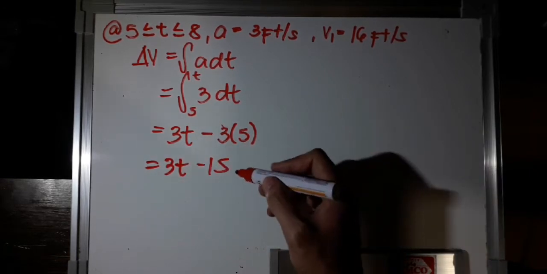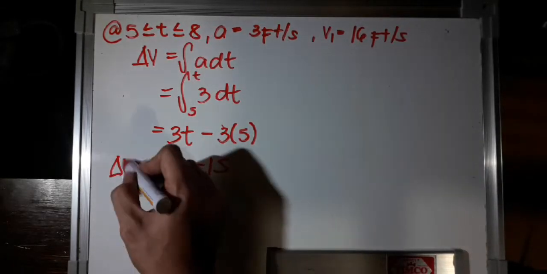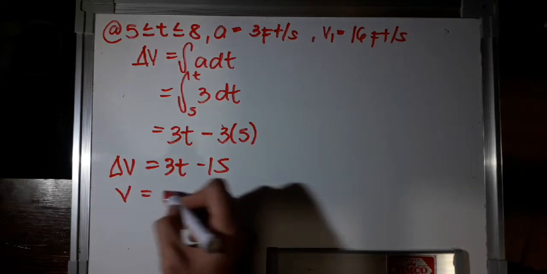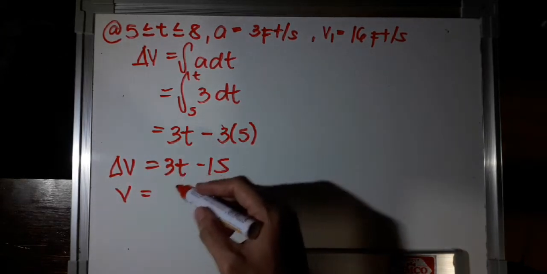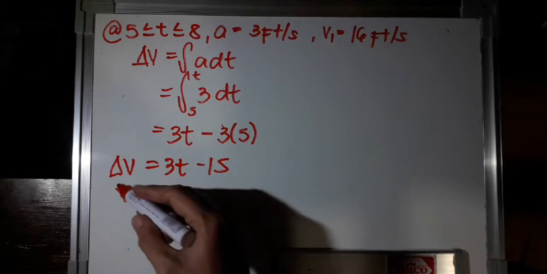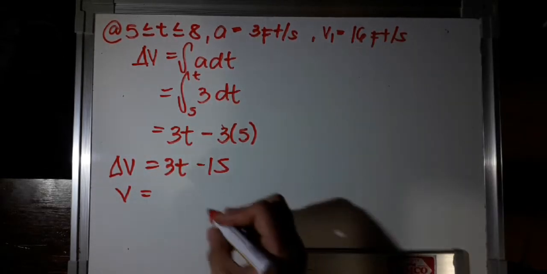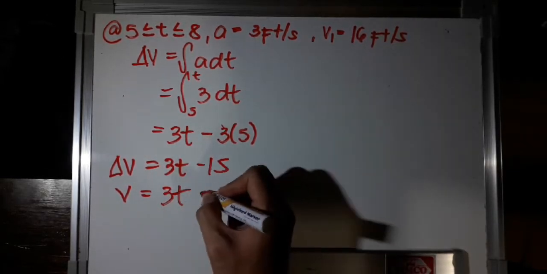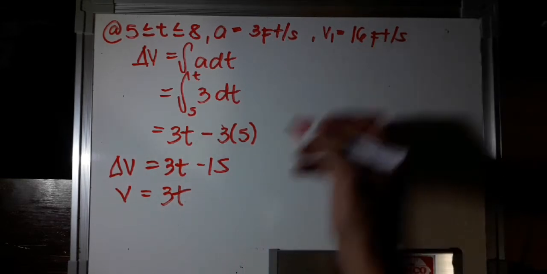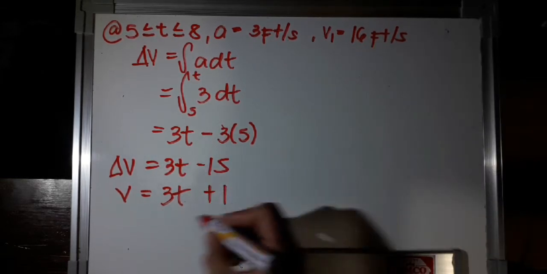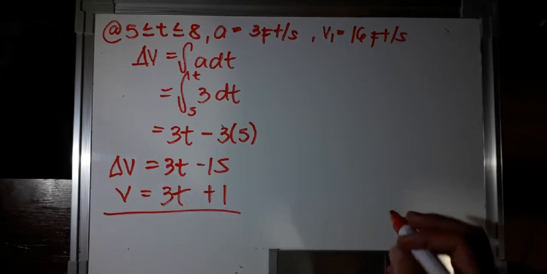Again, this is the change in velocity. To get the velocity, we are going to sum or add the value of change in velocity to the initial velocity. So we have 3t negative 15 plus 16, we have 1. So this is our value for velocity.